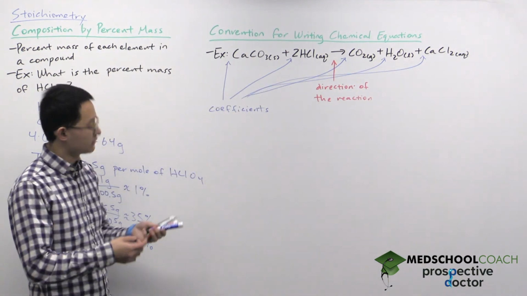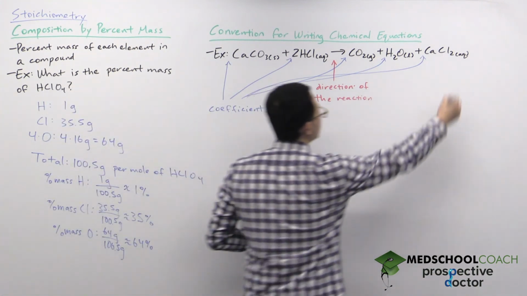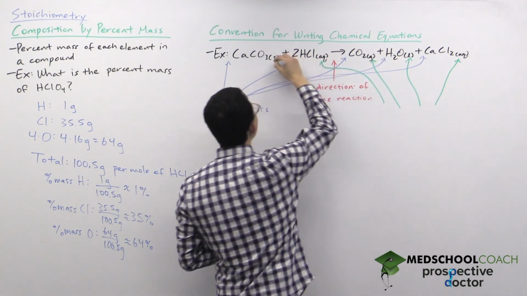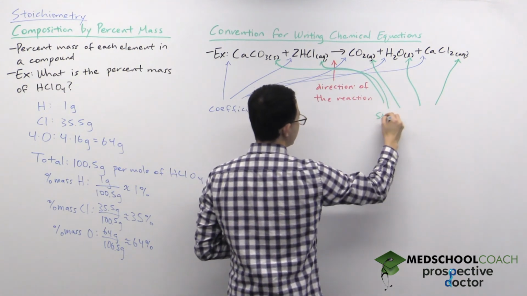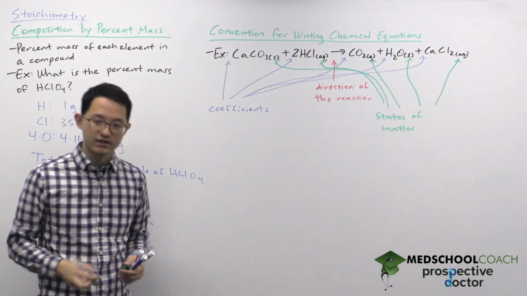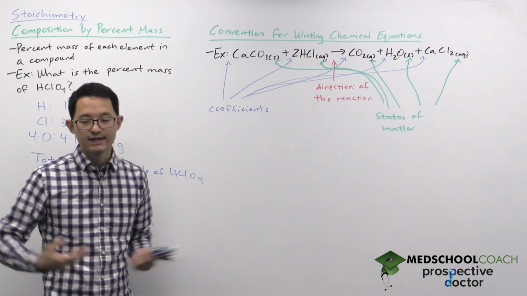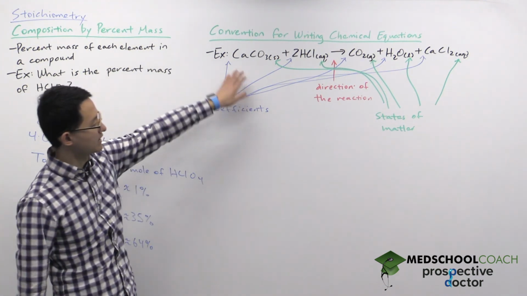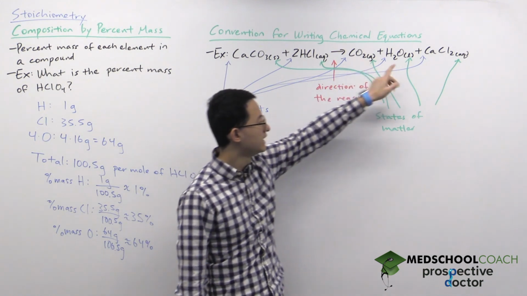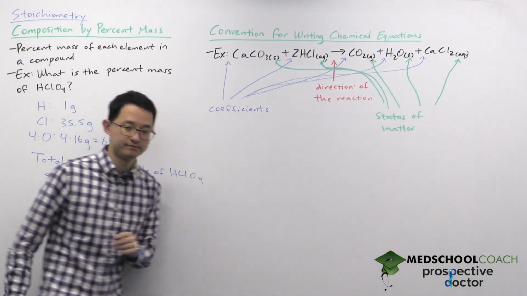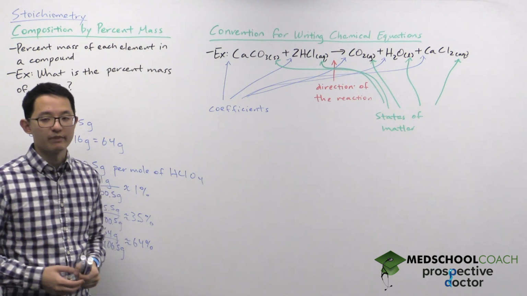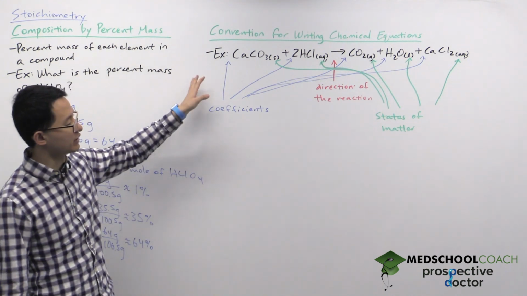So the last thing that we can discuss is what is in these parentheses. This is referring to the states of matter. So essentially, the compounds that are being used as reactants or produced as products, are they solids, liquids, gases, or aqueous? So in this case, we can see that it's a solid calcium carbonate with aqueous hydrochloric acid forming gaseous carbon dioxide, liquid water, and aqueous calcium chloride. Okay, so those are the general conventions for writing chemical equations. In later videos, we're going to talk about how to balance equations so you can add them with an equation that looks like this.